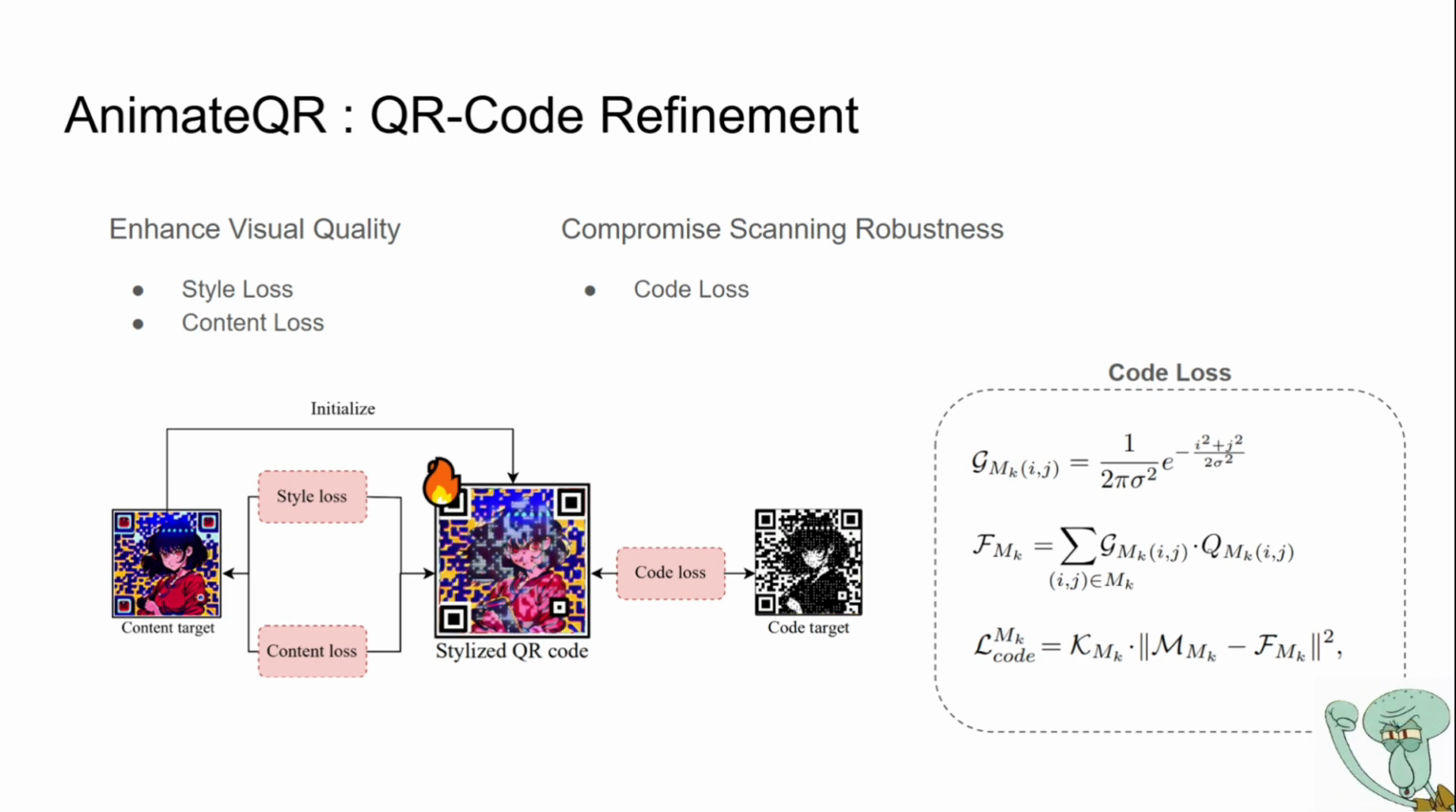In addition, to maintain the visual appearance of the result, we include a style loss and content loss between the optimized target and the original stylized QR code. These losses are computed using perceptual loss, which helps preserve the overall aesthetics of the QR code. After applying the QR code refinement process, we achieve results that offer excellent scannability while still retaining the desired visual appearance. Next, I will show some results of our approach.